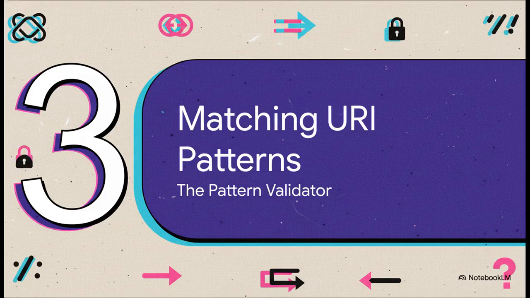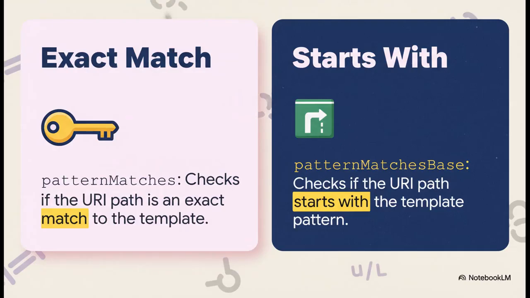All right, next tool in our kit is the pattern validator. It's not always about grabbing data. Sometimes you just need a simple yes or no. Does this URL match a certain pattern? For that, URIUtil gives us two really useful methods. These two methods are patternMatches and patternMatchesBase. The difference is super simple to remember.